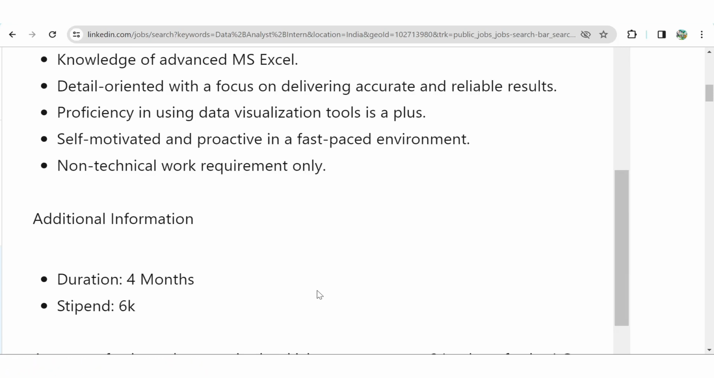Now coming to the duration of the internship. This is a 4-month internship and the stipend that you will get is 6K.